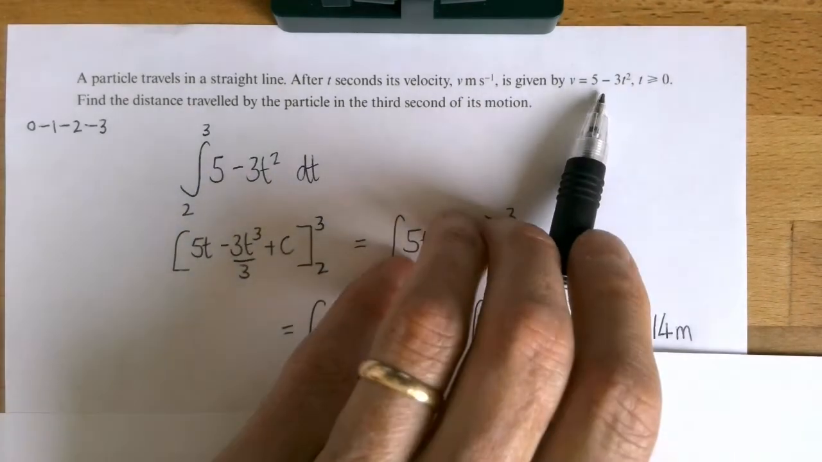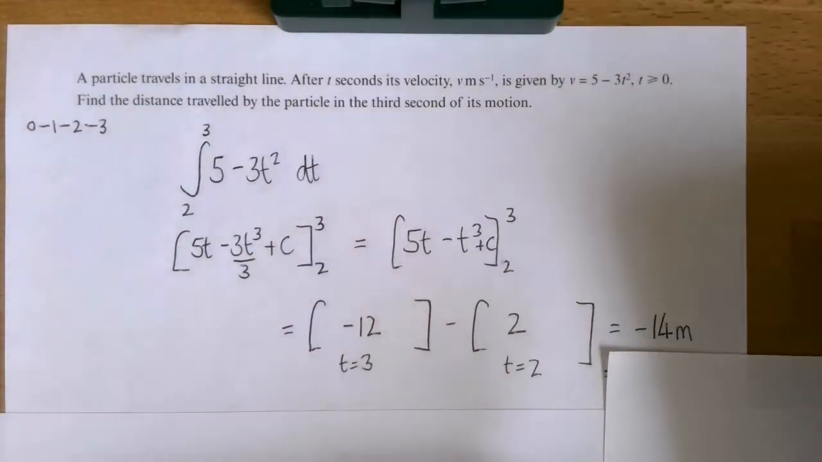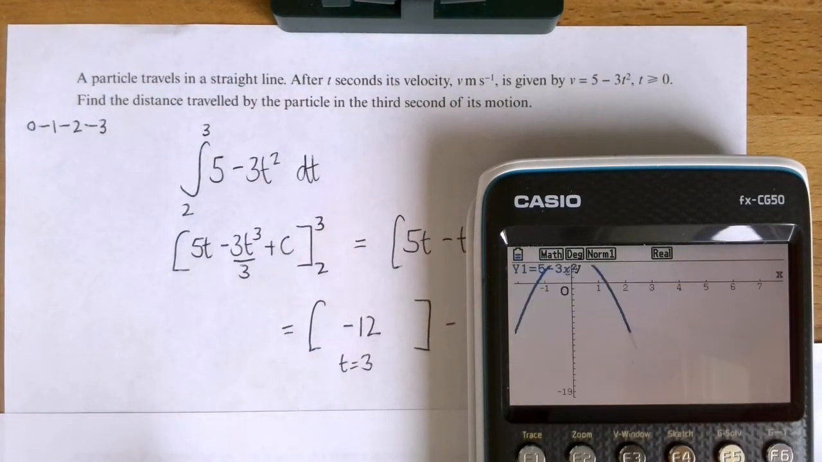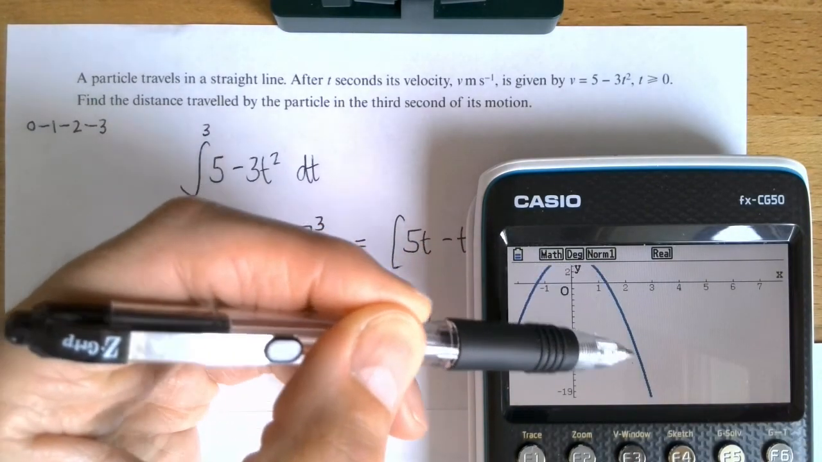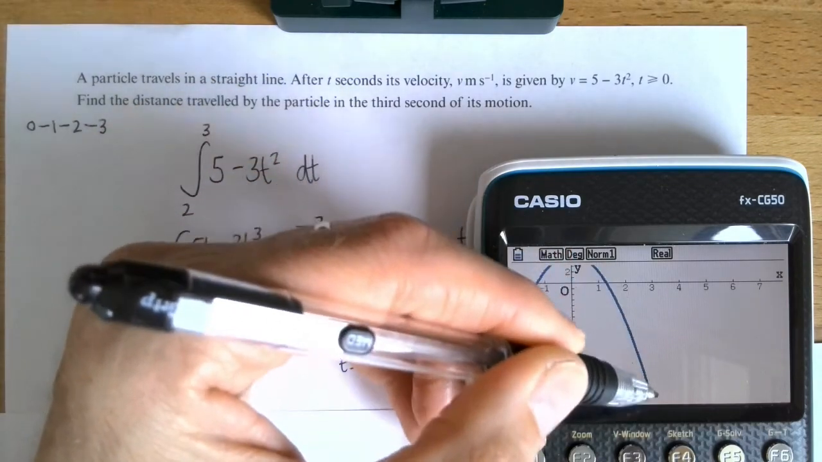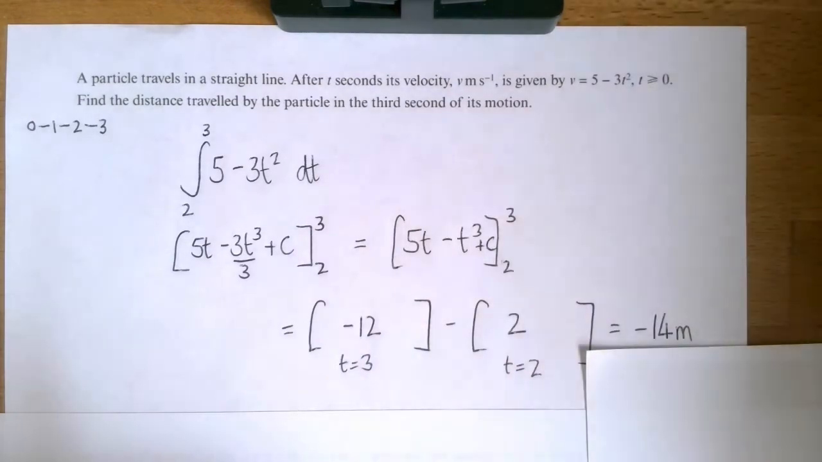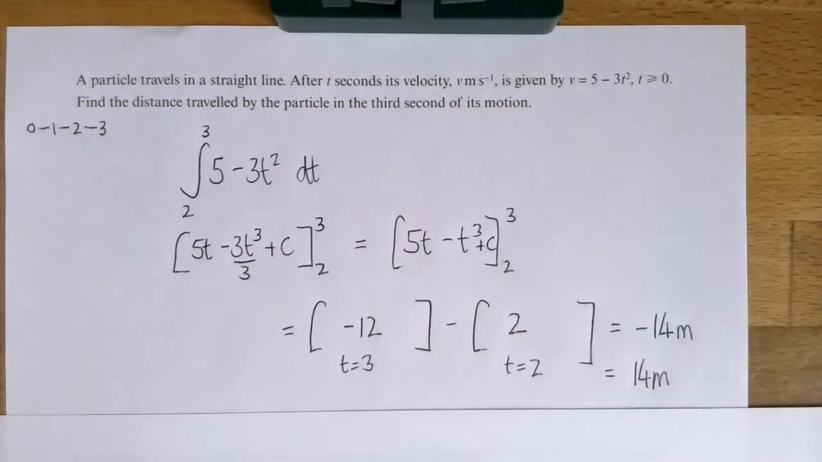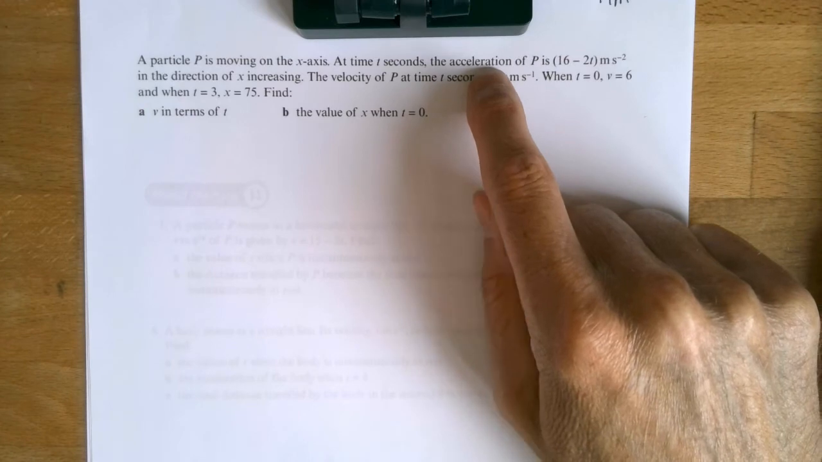So I'm going to plot the original function, not the integral, but the original function. I know the area under that graph gives me the distance, and that's why I've used integration. But if I plot that function, I see that between 2 and 3 seconds, the graph is below the x-axis. So the area I've calculated is an area underneath the x-axis. And I know that when you do integration and calculate areas underneath the x-axis, they're going to be negative. So in terms of what's the distance, it's just 14. It's just 14 meters.